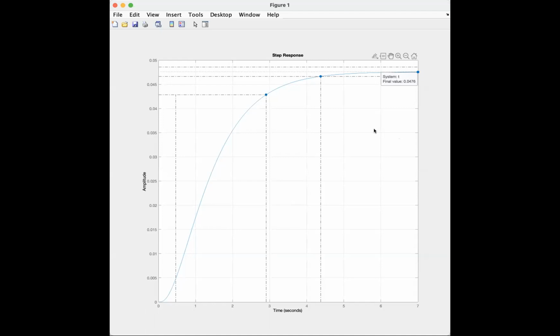Brian Chong. Yes, doctor. What is the steady-state error from the given transient response? 0.046. No. 1 minus 0.046. 0.0476. How much?